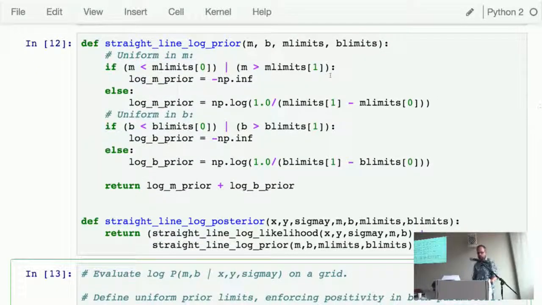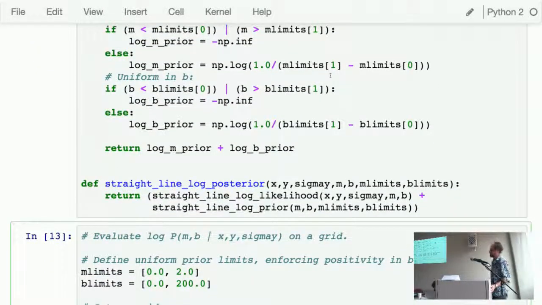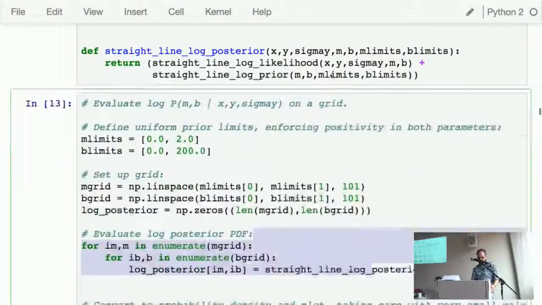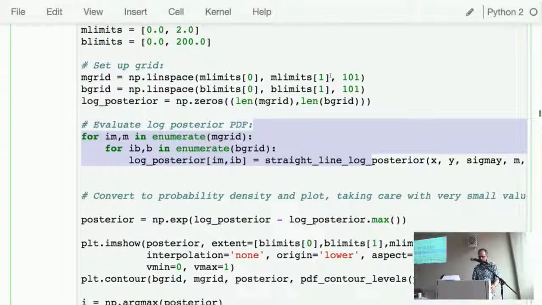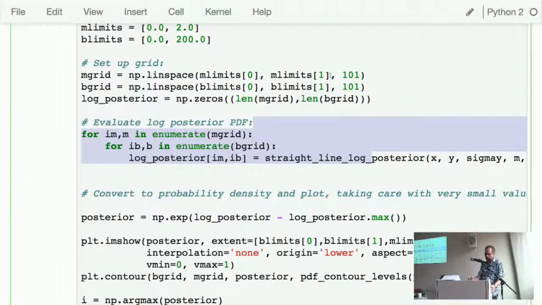Yeah, so you see the straight line log posterior here is just the sum of two function outputs, the straight line log likelihood and the straight line log prior. So this is missing the normalization factor. I really should have called this the straight line log unnormalized posterior, just the sum of those two logs. And then when I evaluate it on the grid, I'm making the log posterior, that is the unnormalized posterior, everywhere.